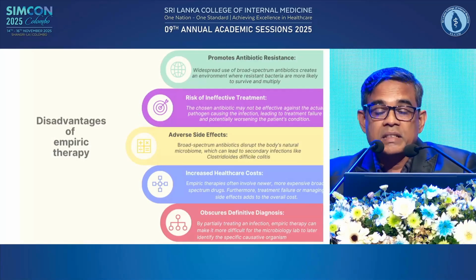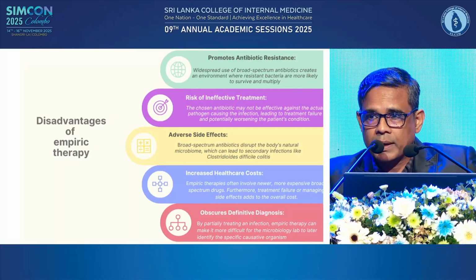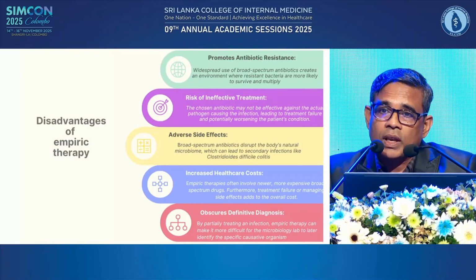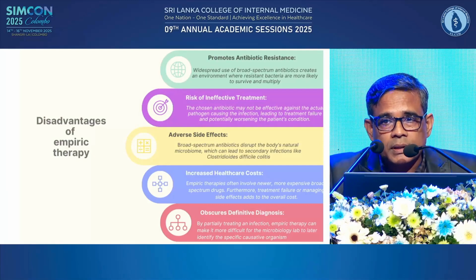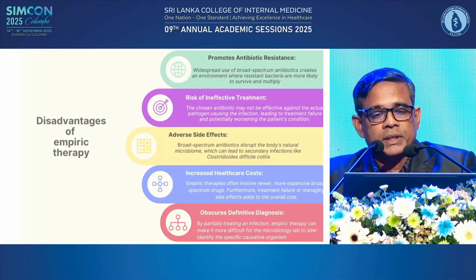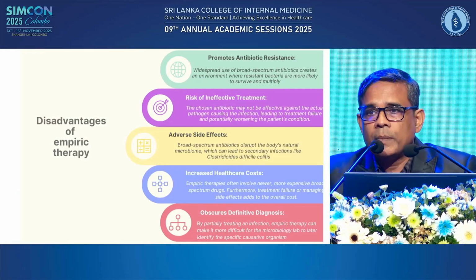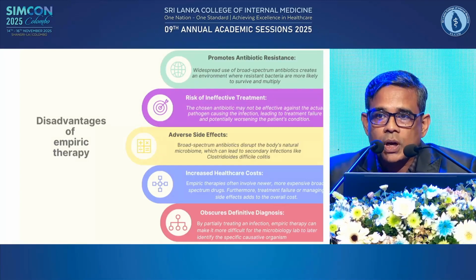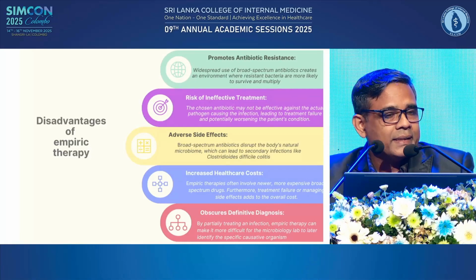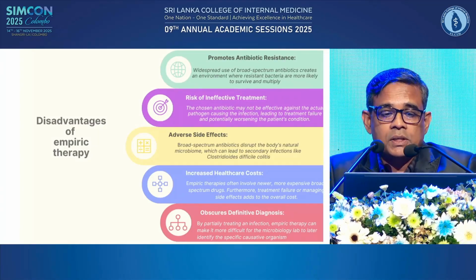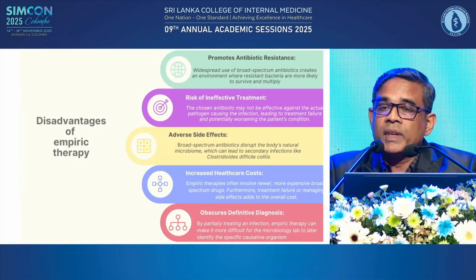So what are the disadvantages of empiric therapy? We know the advantages. So what are the disadvantages? This is very important to note, because when you are giving empiric therapy, you are promoting these things. Number one, promoting antibiotic resistance. Second, it risks ineffective treatment, because when you are applying empiric therapy, you are giving an educated guess, and it depends on your experience and coverage. Therefore, there is a chance of ineffective treatment, and it can lead to adverse side effects, increased healthcare cost, and it will obscure definitive diagnosis.